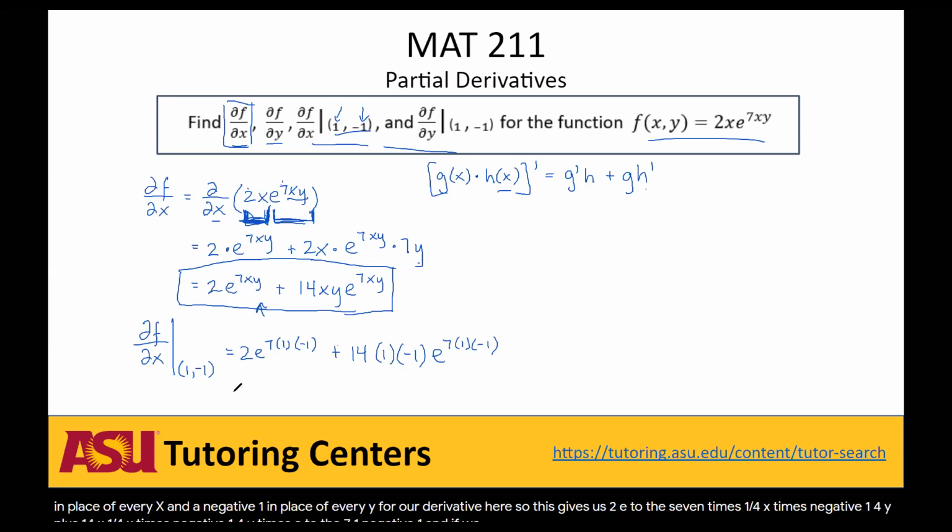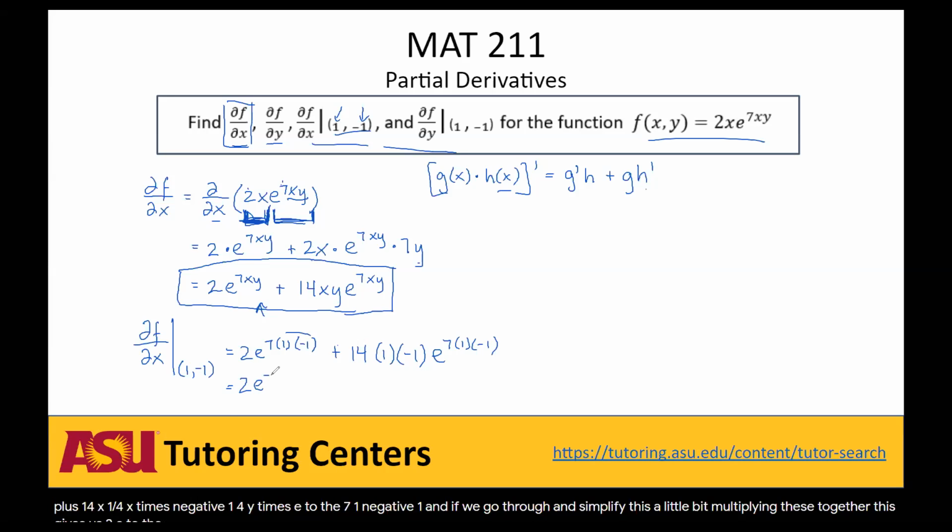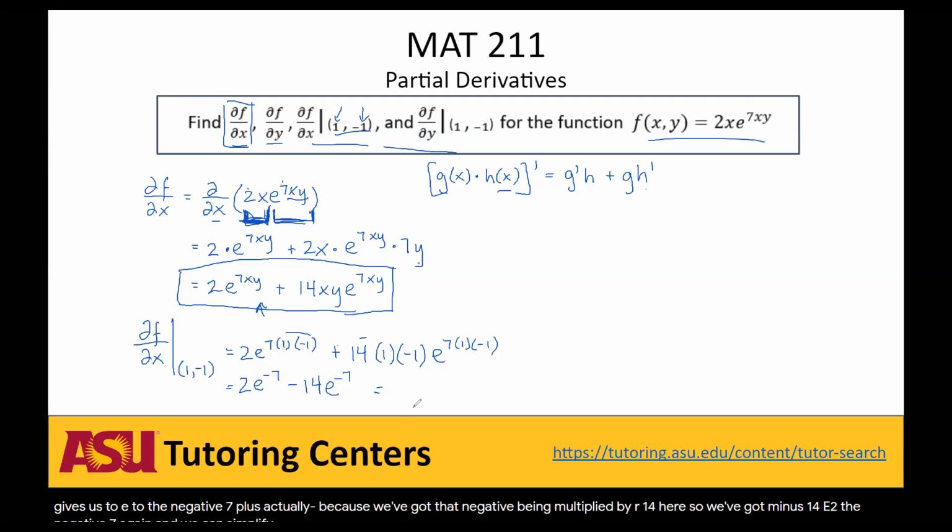And if we go through and simplify this a little bit, multiplying these together, this gives us 2e to the -7 plus, actually minus, because we've got that negative being multiplied by our 14 here. So we've got minus 14e to the -7. And we can simplify this further by just subtracting this term from this term, and that gives us -12e to the -7.